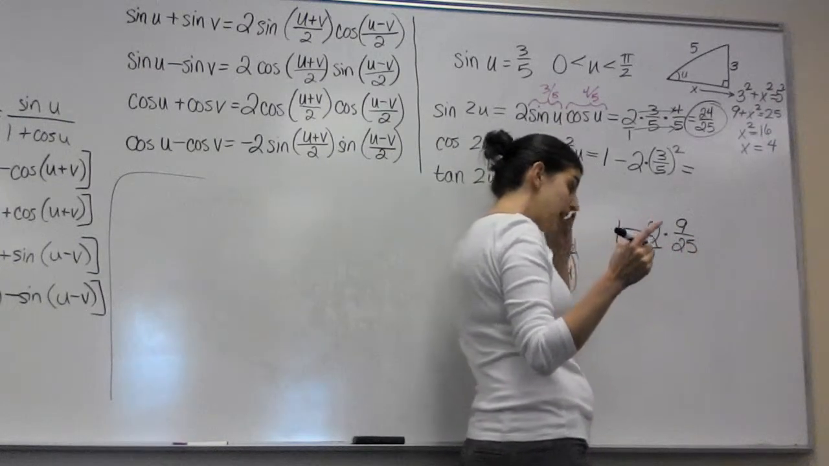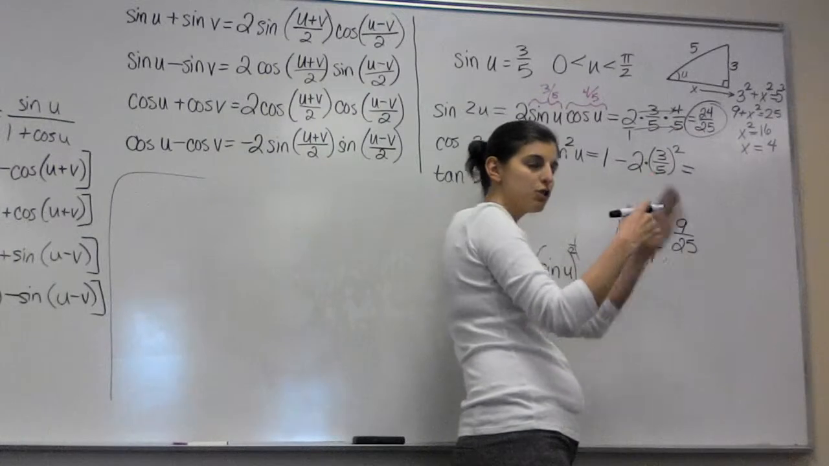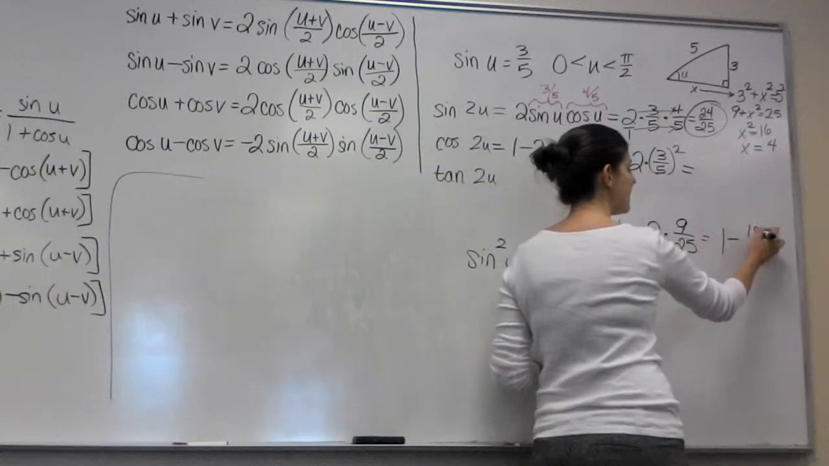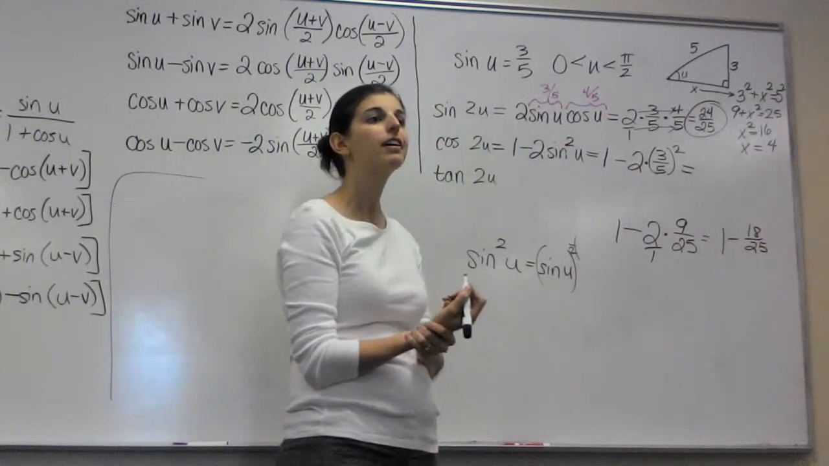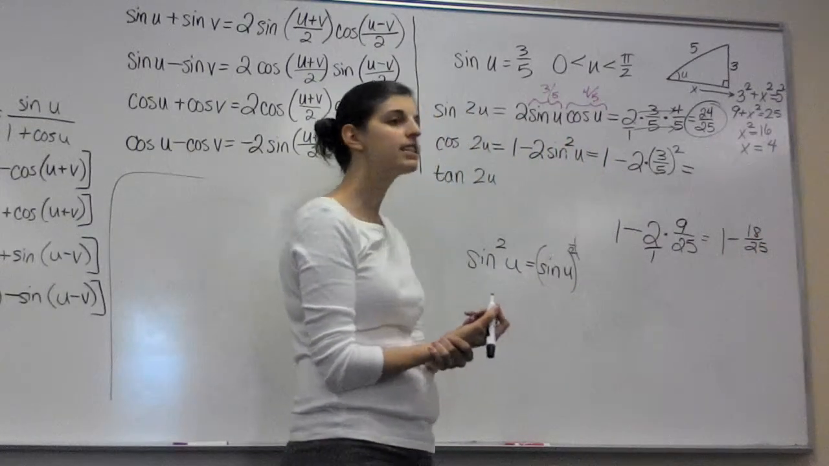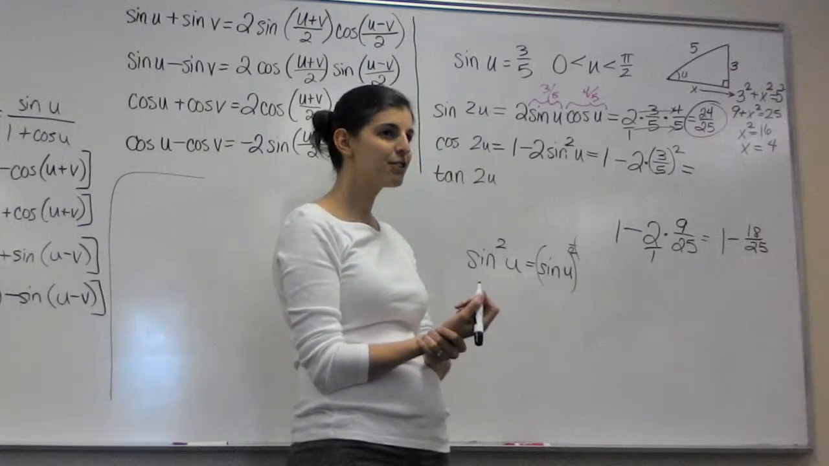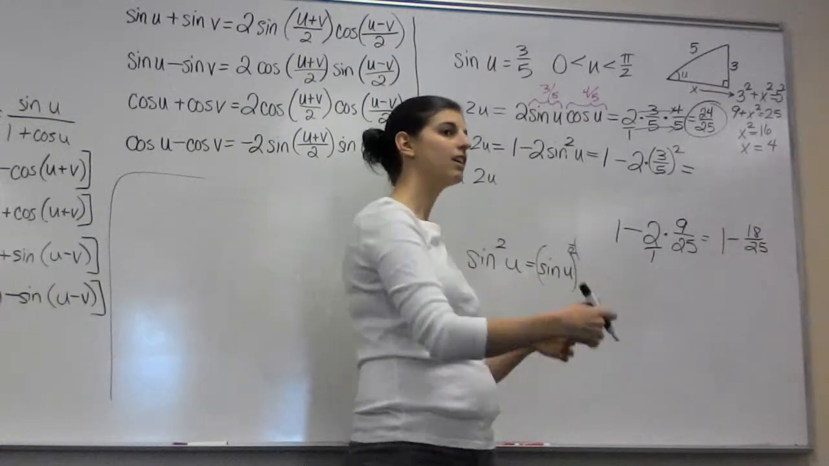I've seen people put 18/50ths. You don't multiply 2 times both of them. You multiply, it's 2 over 1. So this is 1 minus 18/25. How do you subtract those? Common denominator. 1 is the same thing as 25/25. 25/25 minus 18/25 is going to leave me with 7/25.